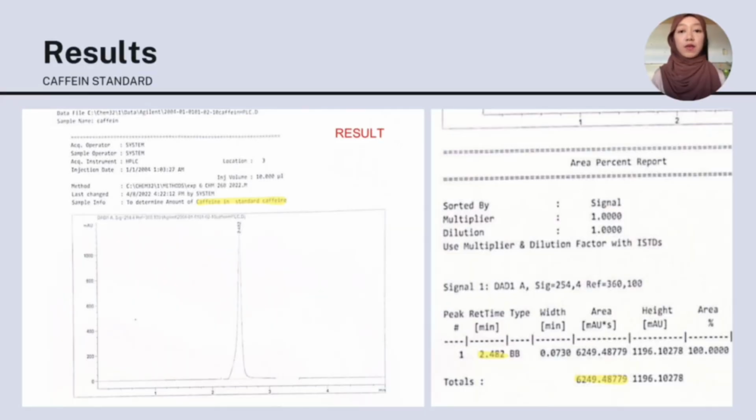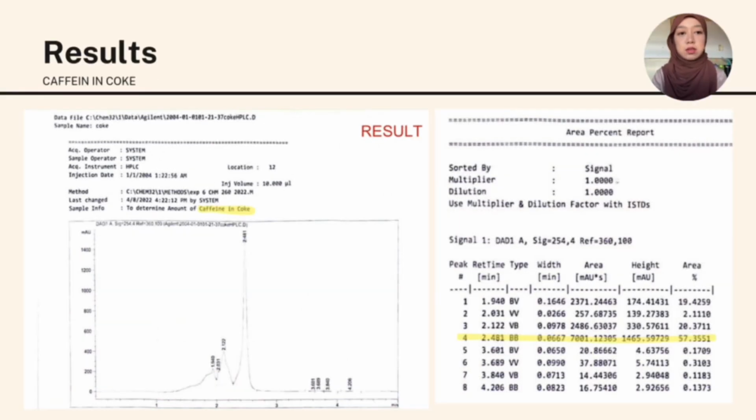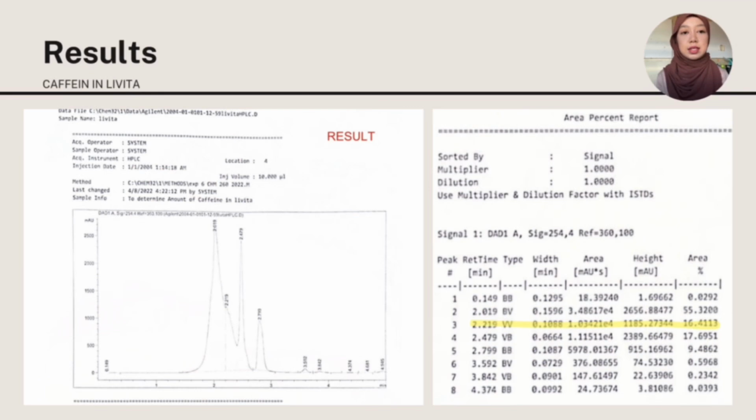This is the result of caffeine in caffeine standard, and the retention time is 2.48. Next is the result of caffeine in Coke, and we choose the fourth peak, which has a retention time of 2.481. And lastly, the caffeine in Libita, and we choose the third peak, which has a retention time of 2.219.